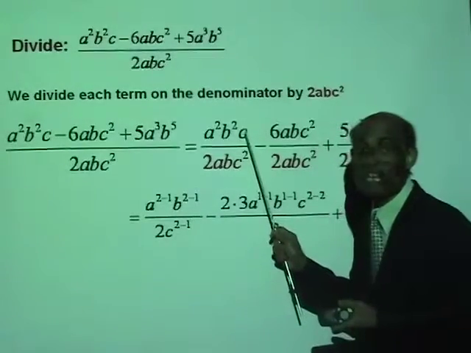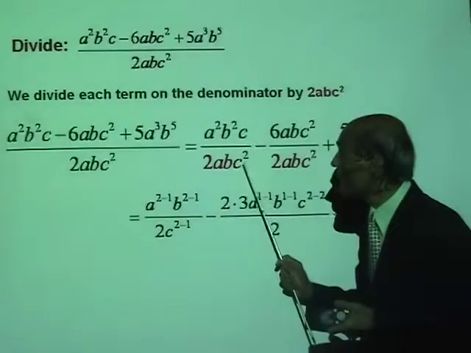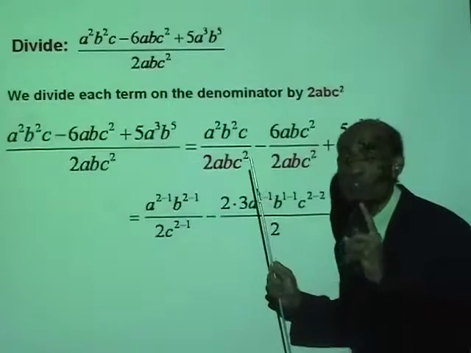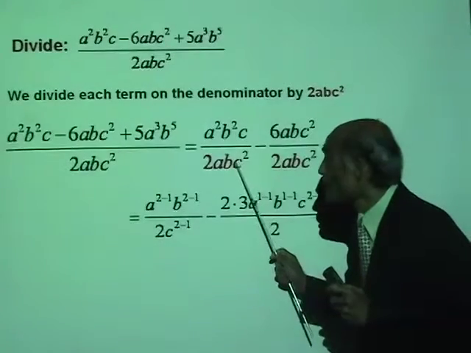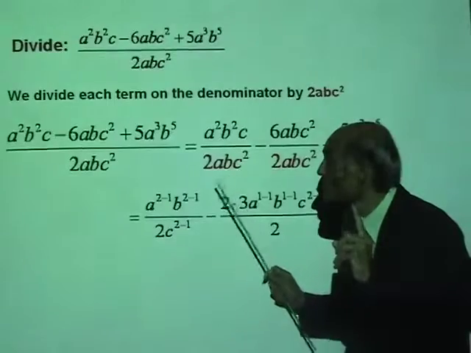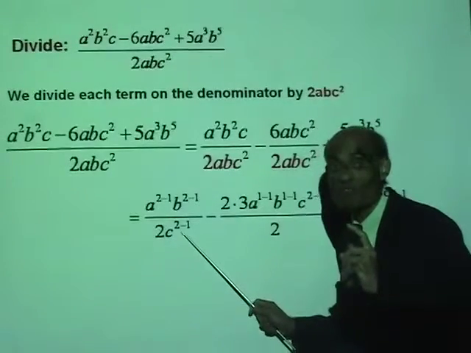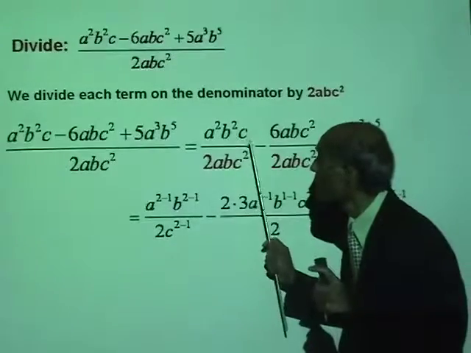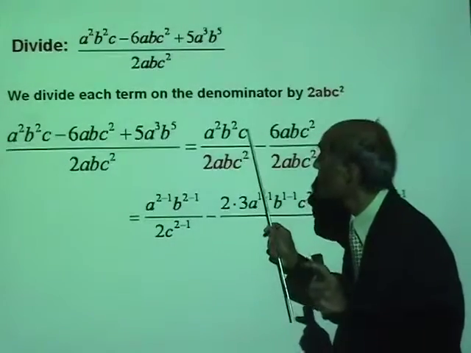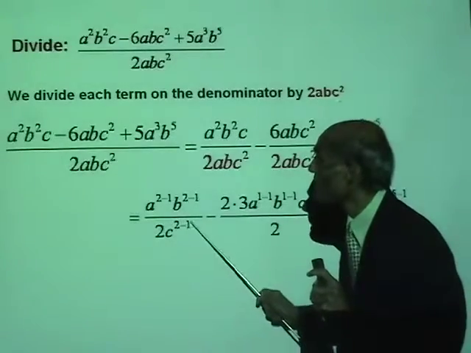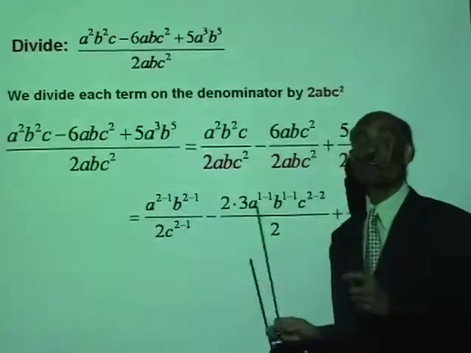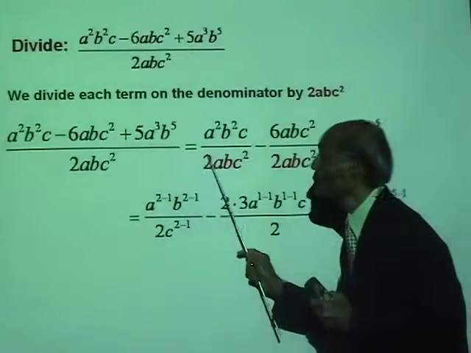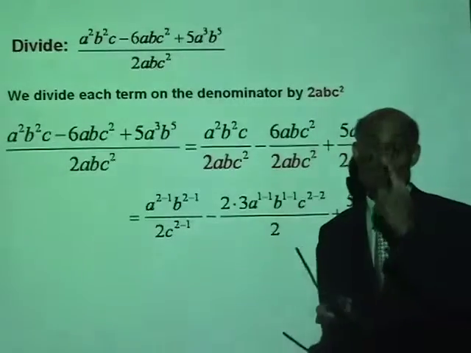Okay, now come to c. C on the numerator and c squared on the denominator. The denominator power is greater, so the answer for that is going to stay on the denominator. Watch how I wrote it. It will be c on the denominator. The power will be the denominator power minus the numerator power. That is c to the power of 2 minus 1 on the denominator. And this 2 will stay as it is.